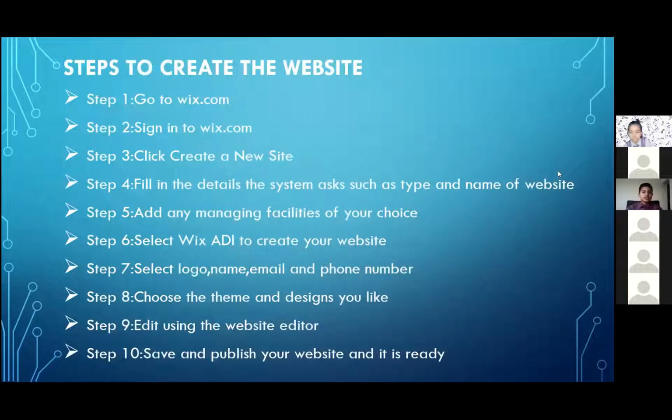Steps to create the website. First, go to Wix.com. Second, sign in to Wix.com. Third, click create a new site. Fourth, fill in the details the system asks, such as type and name of website. Fifth, add any managing facilities of your choice. Sixth, select Wix ADI to create your website.